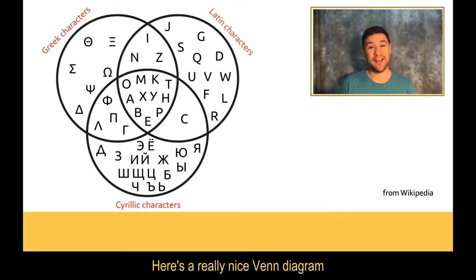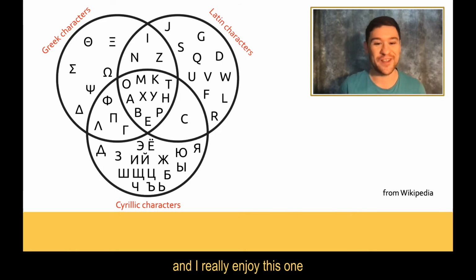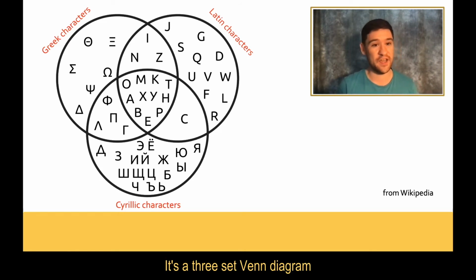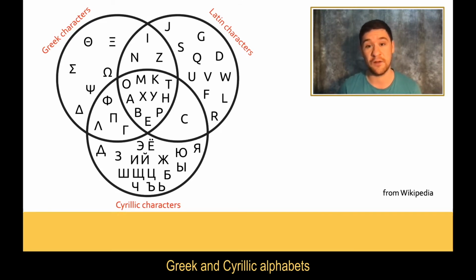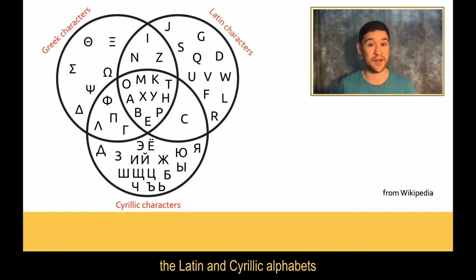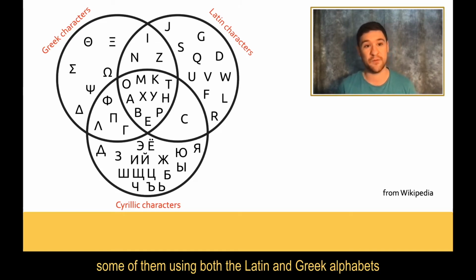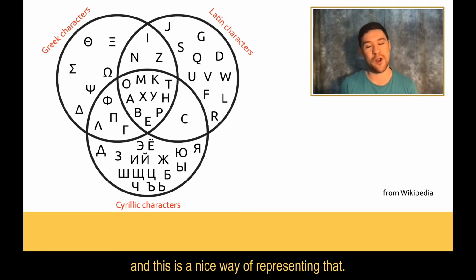Here's a really nice Venn diagram that I found on Wikipedia. I really enjoy this one. It's a 3-set Venn diagram of all the symbols used in the Latin, Greek and Cyrillic alphabets. And some of these symbols are used in both the Latin and Cyrillic alphabets. Some of them are used in both the Latin and Greek alphabet and so on. Some are used in all three. And this is a really nice way of representing that.